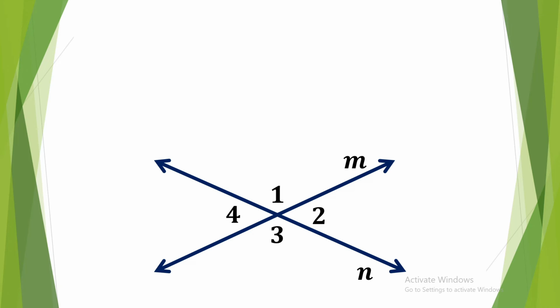Okay, we have angle 1 and angle 2. That's the first pair. Second pair, we have angle 2 and angle 3. Third pair, we have angle 3 and angle 4. And the last pair of adjacent angles, we have angle 1 and angle 4. Now, if those are the pairs of adjacent angles, what do you think is the relationship of the remaining angle pairs? We have first angles 1 and 3, and second pair we have angles 2 and 4.